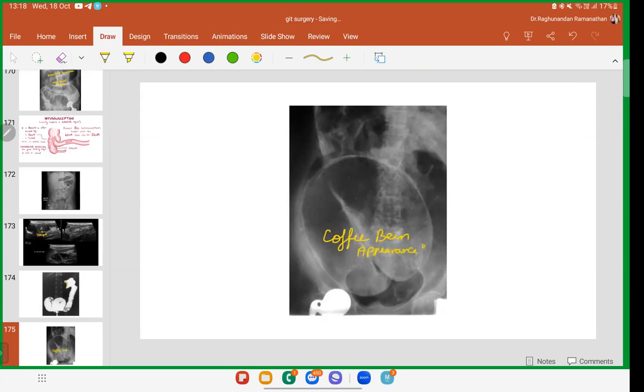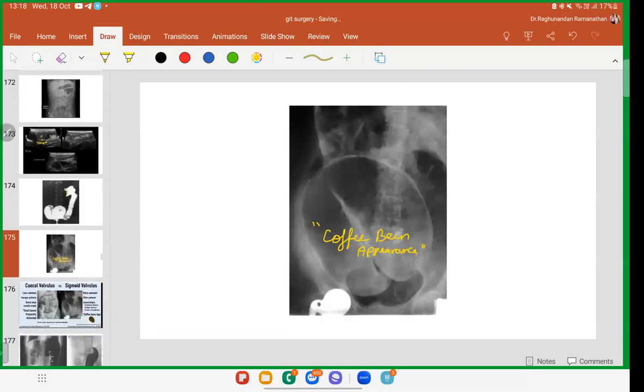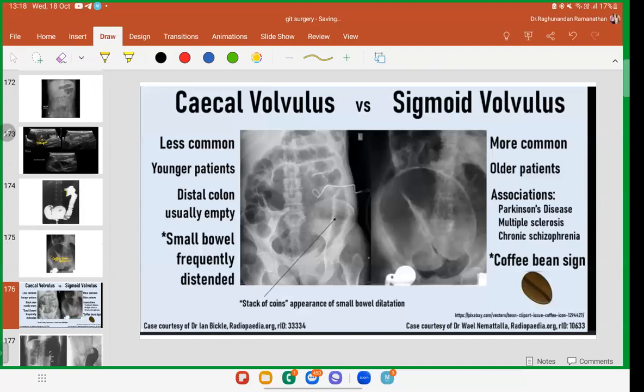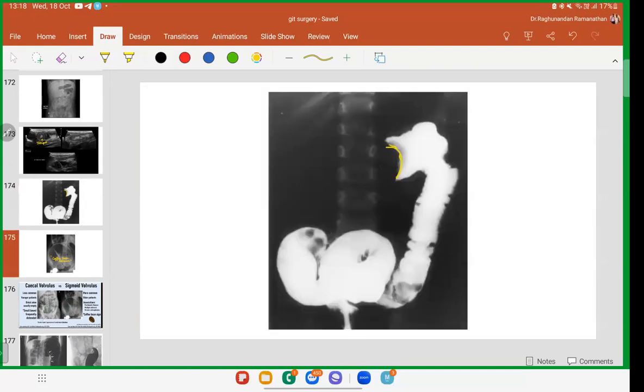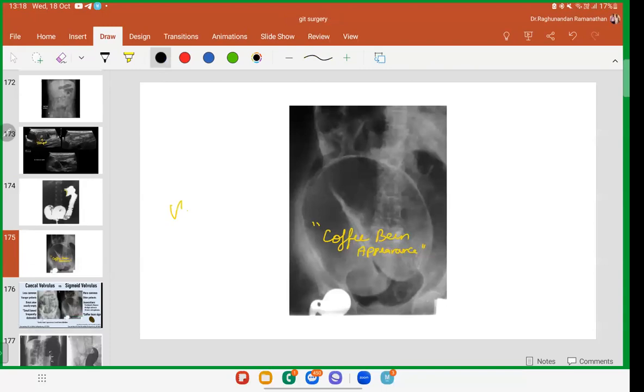Very important. So x-rays, these are. Coffee bean appearance. Again, you see in the condition volvulus. So this is going to be the next important topic which we are going to discuss. What is this volvulus? It is not in your intussusception, guys. Coffee bean appearance you will see in the volvulus.